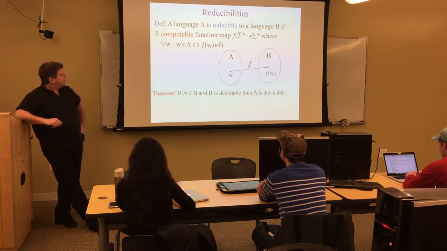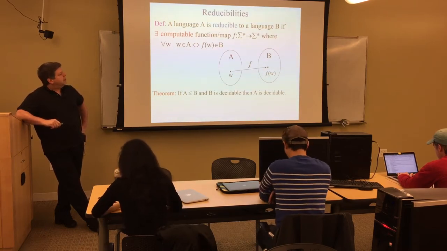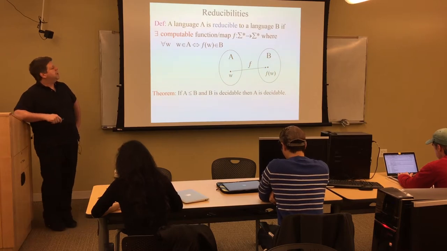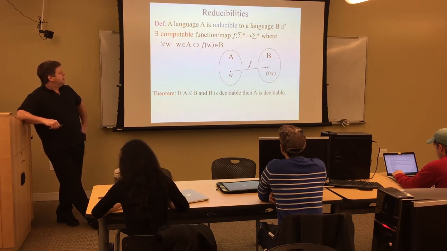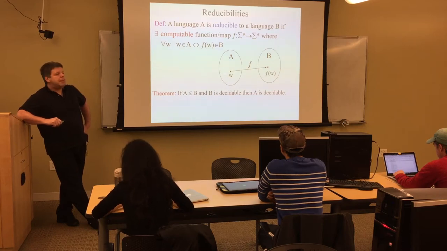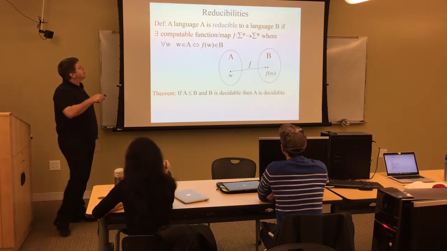Again, to summarize why this is true: if you want to decide if W is in A and you don't know how to do it, but you know how to decide whether F of W is in B, take W, run it through F, come up with F of W, and decide using that subroutine for B whether F of W is in B, and that'll tell you if W was in A. So if B is decidable, so is A, as long as there's this computable mapping from strings in A to strings in B that preserves membership. That's very important, that it preserves membership.